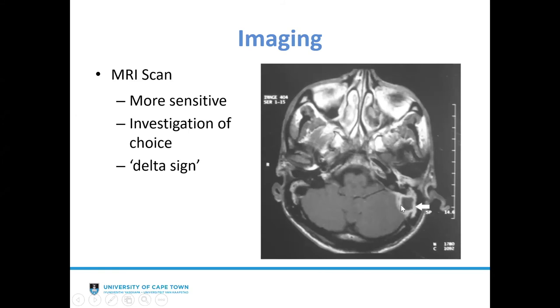The other advantage is that with an MRI you can also assess for other intracranial complications like cerebritis, meningitis, or cerebral abscesses. And you can also assess for venous flow with an MRI.